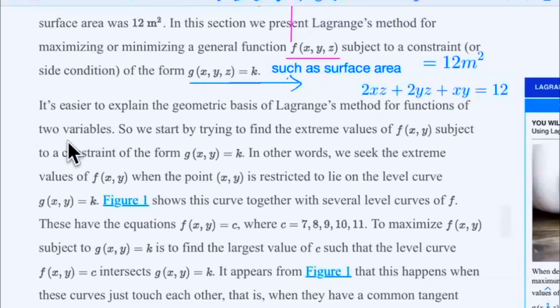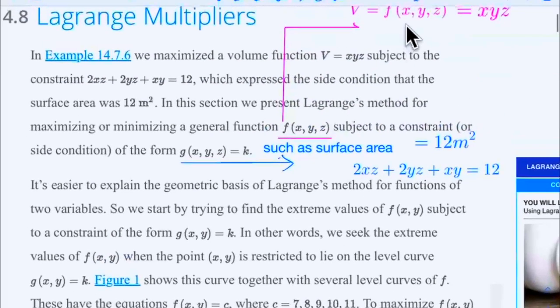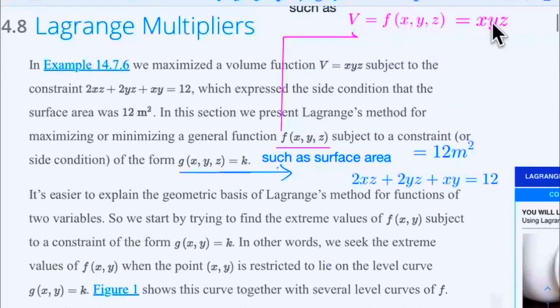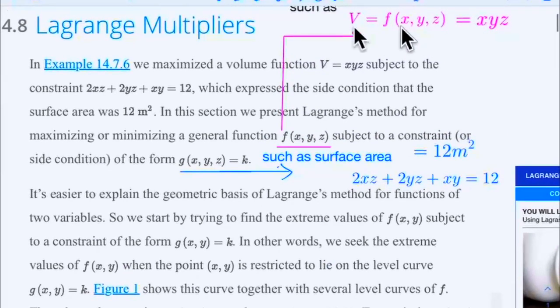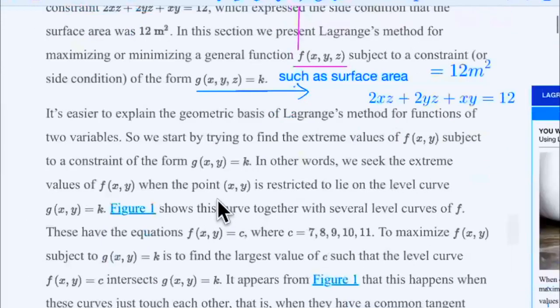So we will start with this function, f of x comma y, and we are trying to maximize or minimize it. We're trying to find the extreme value of this function. And then we have a constraint. We are going to put a constraint on that function, and that is g of x, y equals k. Just like this example over here, right? We're trying to find the extreme value of the volume, and then we have this constraint: the surface area has to be this. So this is similar.